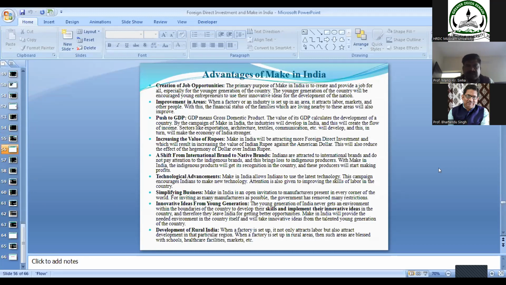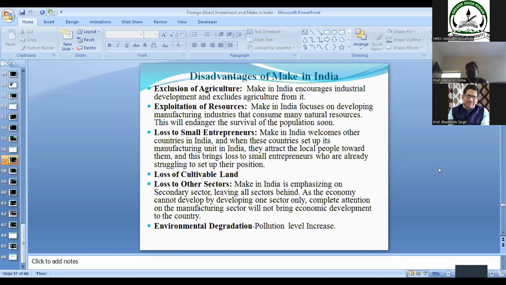These are the advantages of Make in India. Disadvantages of Make in India: with the setting up of more and more manufacturing units, we need extra land for setting up the manufacturing units. This will definitely exclude agriculture activity. As we know, India is dependent on agriculture. Around two-thirds of our population is engaged in agriculture activities.